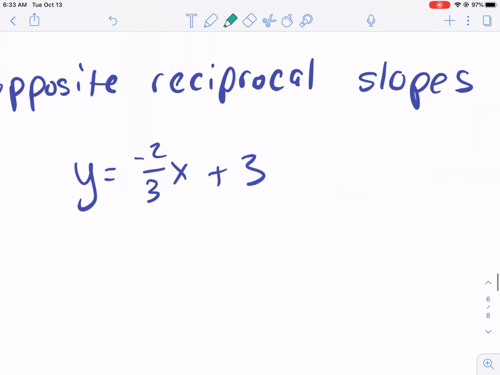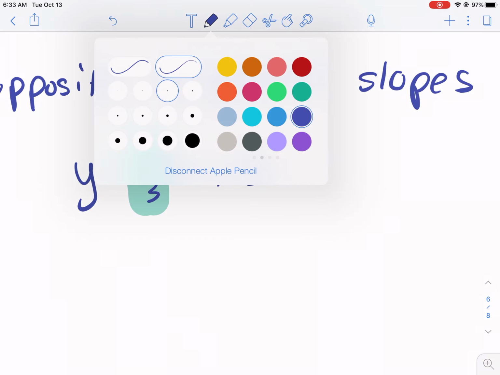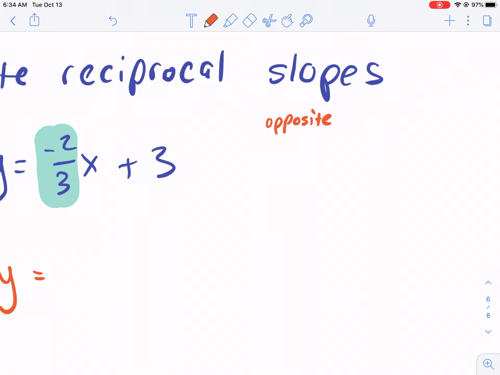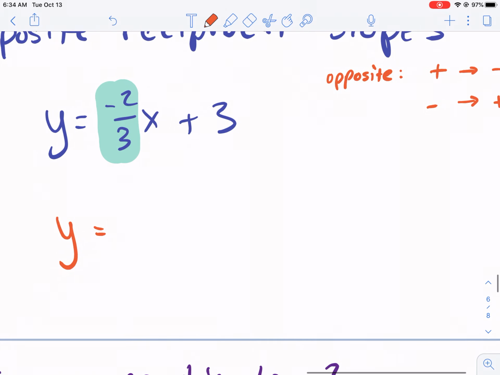Opposite reciprocal. So we're looking at this guy, and we need to make him the opposite reciprocal. What does opposite mean? Opposite means that we need to make it from positive to negative. So opposite means we go from positive to negative or negative to positive, okay? So right now this is negative, so we need to make it positive.